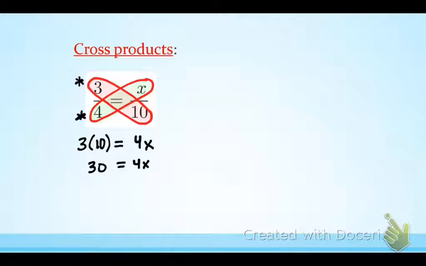Now, just like we've talked about before, our goal is to get the x by itself because we're trying to figure out what the answer is for x. How do I get that x by itself? Divide by 4. And remember, what you do to one side, you've got to do to the other side. So these will cancel out, and I'm left with x. Stick this in your calculator, 30 divided by 4.